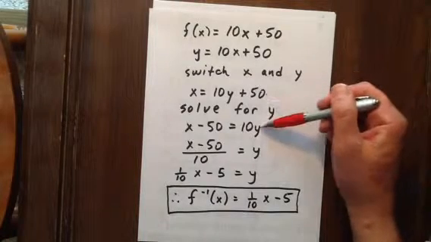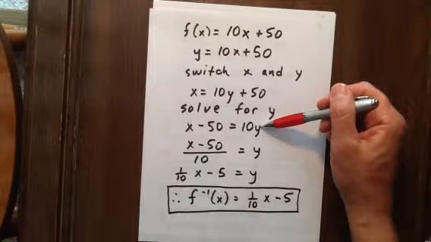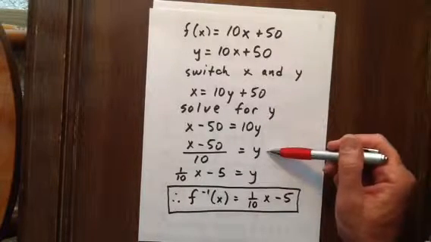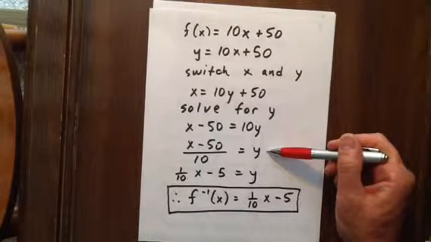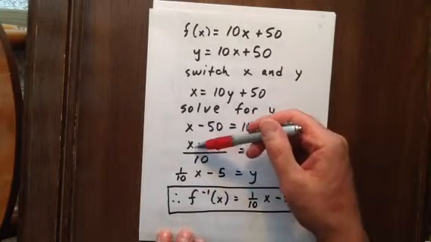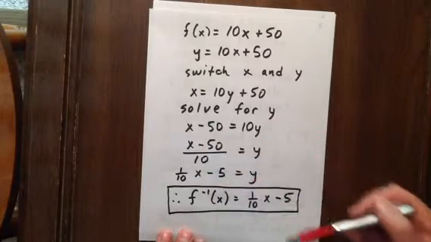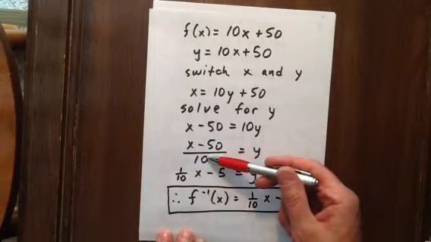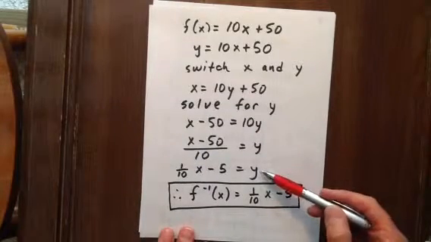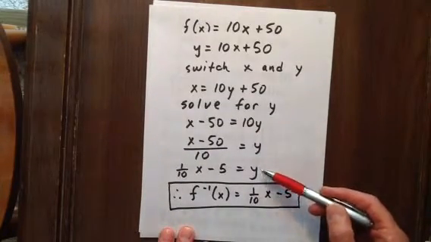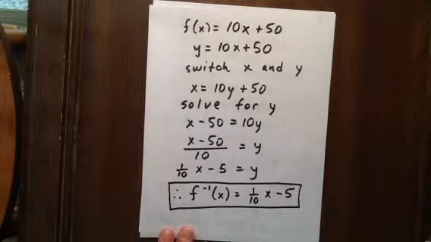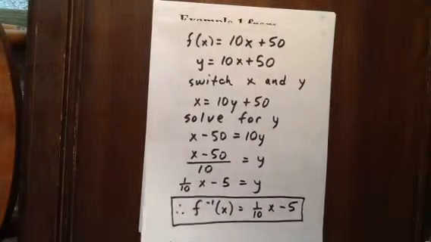So, subtracting 50 from both sides gives us x minus 50 equals 10y, and dividing both sides by 10 gives us this equation for y. And it's nice to know the coefficient of x because that's the slope after all. So we can say 1/10 of x minus 50 over 10, or in other words 5, is equal to y. That's the inverse of the function. So we can say f inverse of x equals 1/10 x minus 5. Okay?